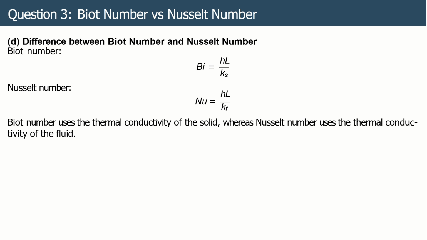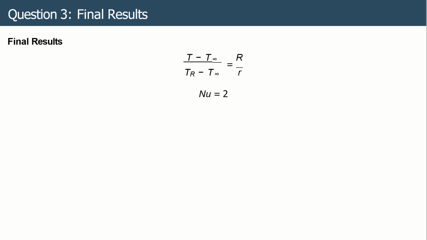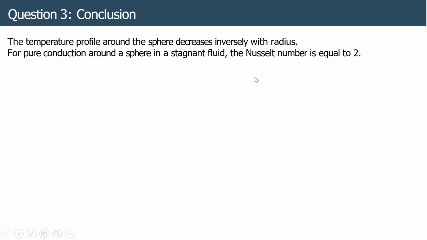Now, what is the difference between the Biot number and Nusselt number? Both have the formula hL by ks and hL by kf. But the difference is that the Biot number uses the thermal conductivity of the solid, whereas the Nusselt number uses the thermal conductivity of the fluid. So these are the final results. Now the conclusion is the temperature profile around the sphere decreases inversely with radius, and for pure conduction around a sphere in a stagnant fluid, the Nusselt number is equal to 2.